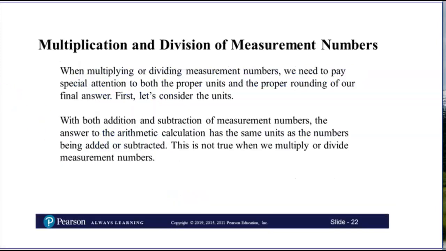All right, let's go ahead and look at multiplication and division of measurement numbers. It's going to be a little bit different here. Multiplication and division differ in that you're looking not only at the correct rounding of the final answer, just like you would with addition and subtraction, for the product from multiplication or the quotient from a division problem, but with multiplication and division, the units also matter.